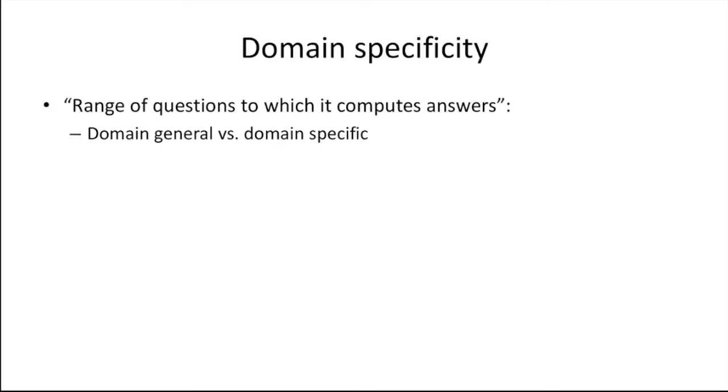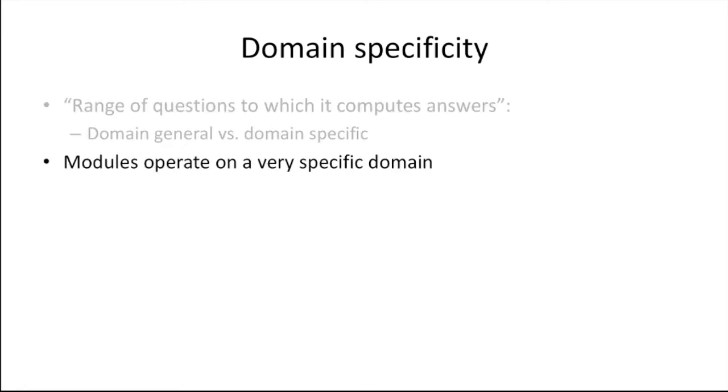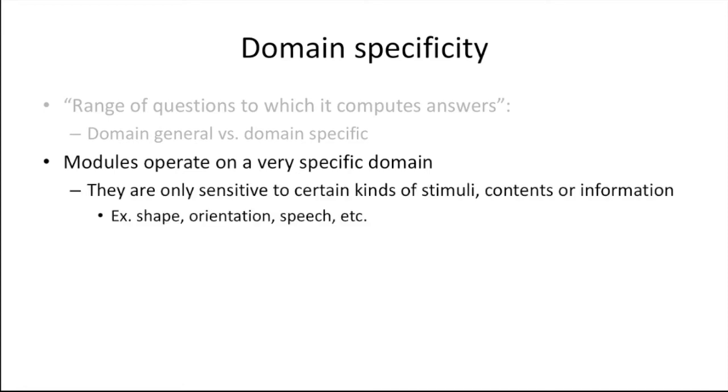Let's begin with domain specificity. Whether a system is domain specific or not depends on the range of questions to which it computes answers. Depending on how broad or narrow that range is, the system will be classified as domain general or domain specific. Modules typically operate on a very specific domain, so they're only sensitive to certain kinds of stimuli, contents, or information.